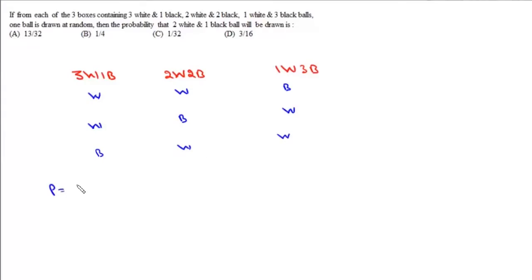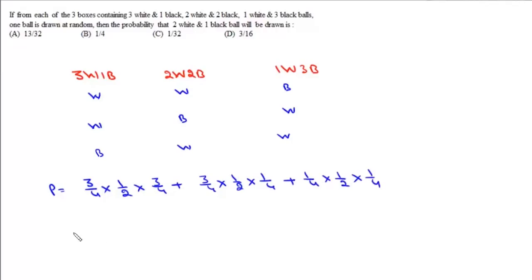Now this required probability is, getting a white ball from this is 3 by 4 into white from this, it is 1 by 2, and black from this is 3 by 4 plus white again is 3 by 4, black is 1 by 2 and white is 1 by 4 plus, now black in this case is 1 by 4, white is 1 by 2 and here again white is 1 by 4. Now this is 32 and this is 9 plus 3, 9 plus 3, 12, 12 plus 1, 13. So this probability will be 13 by 32, and that's your option A.